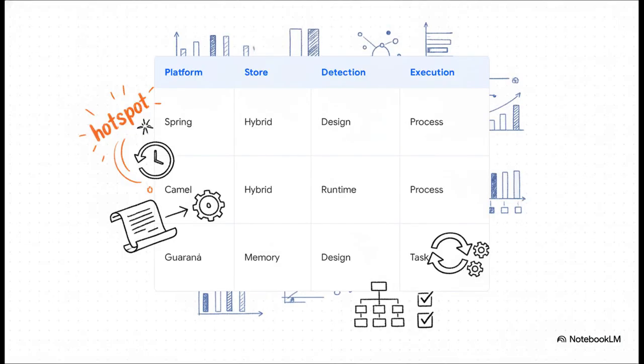Now, when researchers actually tested this playbook on 5 massive open-source platforms, heavy hitters like Spring Integration, Camel, and Guarna, the differences in those objective properties became wildly apparent. Take a look. Notice how Camel uniquely features runtime hotspot detection, whereas Spring Integration and Guarna rely on design time detection. Or how Guarna uses a task-based execution model compared to the process-based model of the others. The hard data really separates the tools from one another.